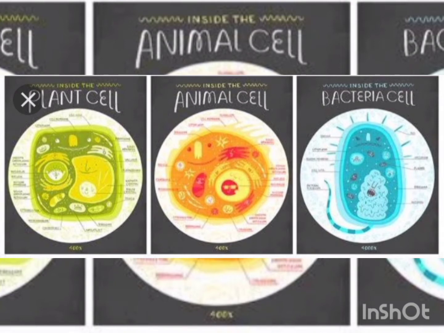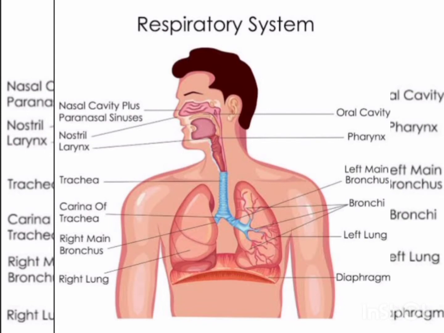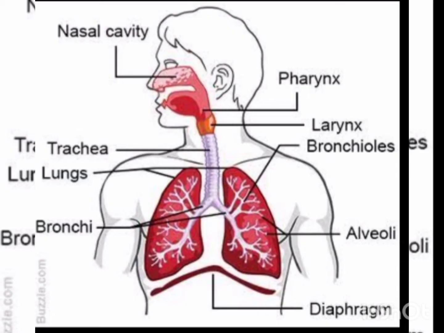Let's look at the respiratory system. When we inhale air, it reaches the nostril, and from the nostril to the nasal cavity and to the windpipe, and finally reaches the two lungs. How does it happen? From the nostril to the nasal cavity, to the windpipe, and finally to the two lungs.